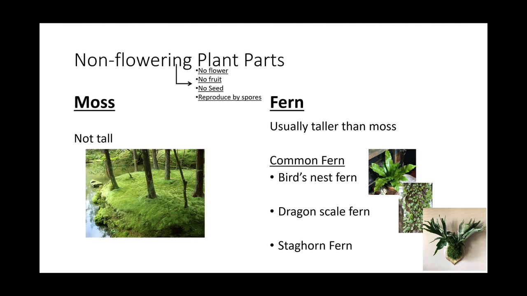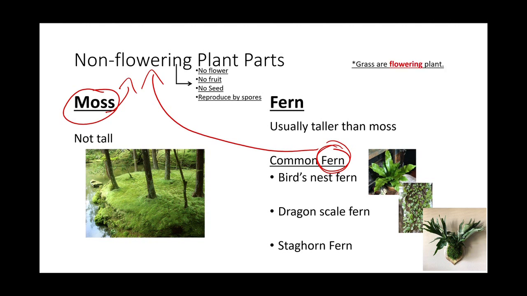So you just have to remember during exam, once you see the word moss or any word that ends with the word fern, immediately you must know they are non-flowering plants. Immediately you also must know, since they are non-flowering plants, they reproduce by spores. They don't have flowers, they don't have fruits, they don't have seeds. So just remember, any word you see with the word fern is non-flowering, as well as moss.